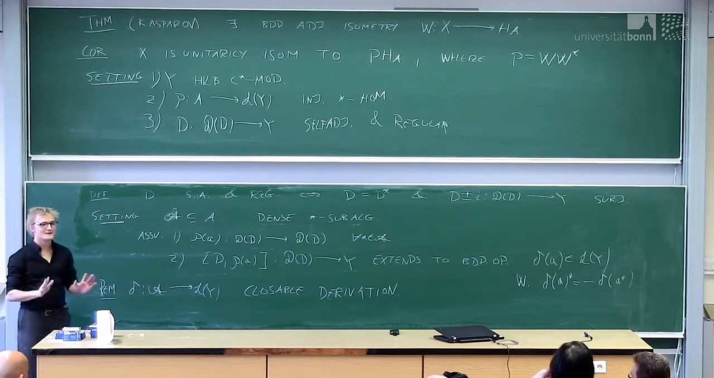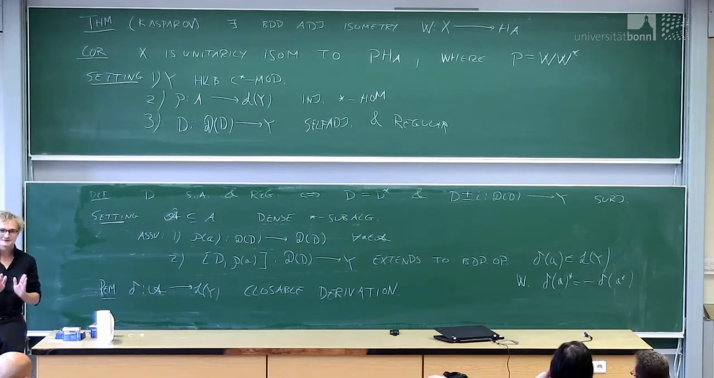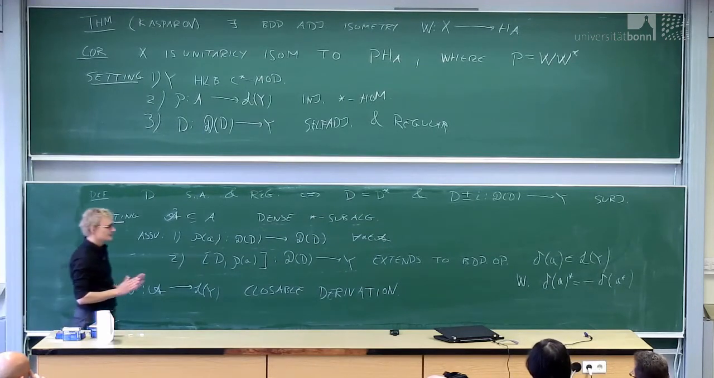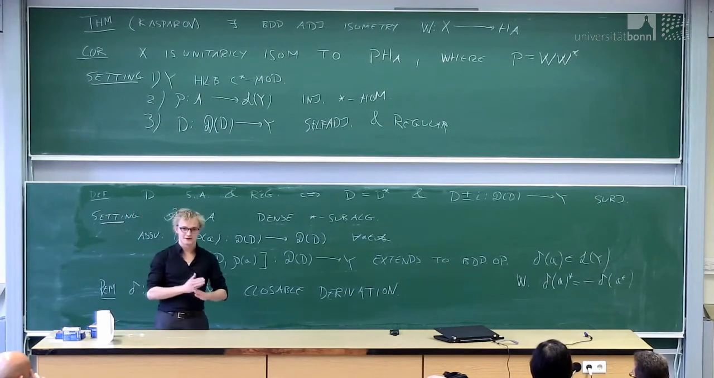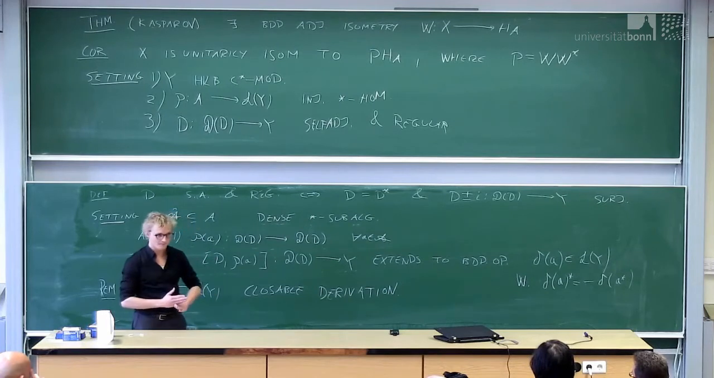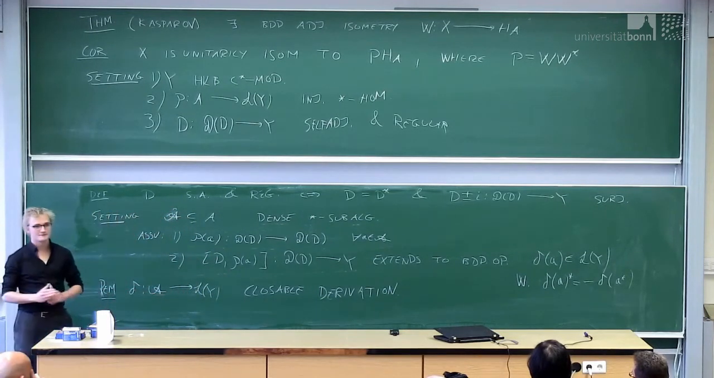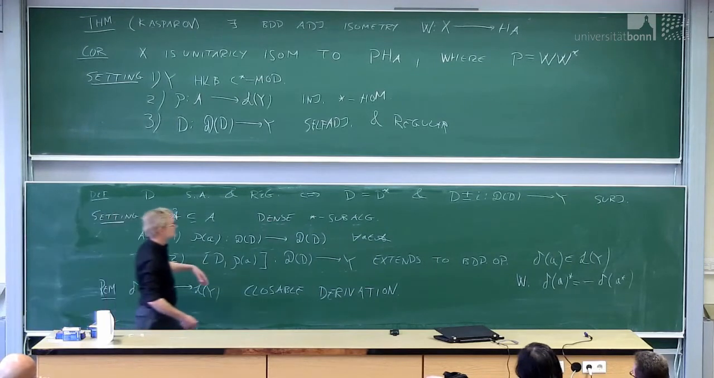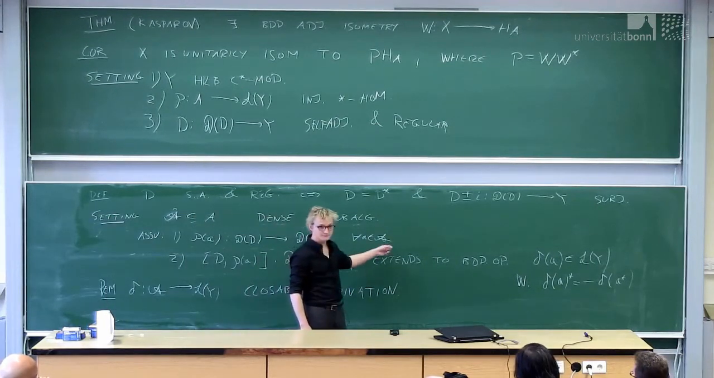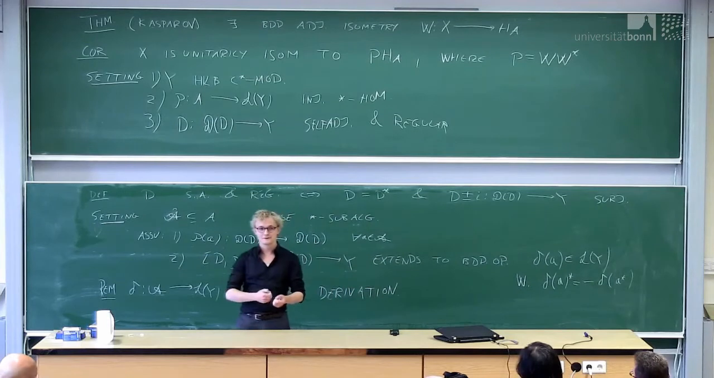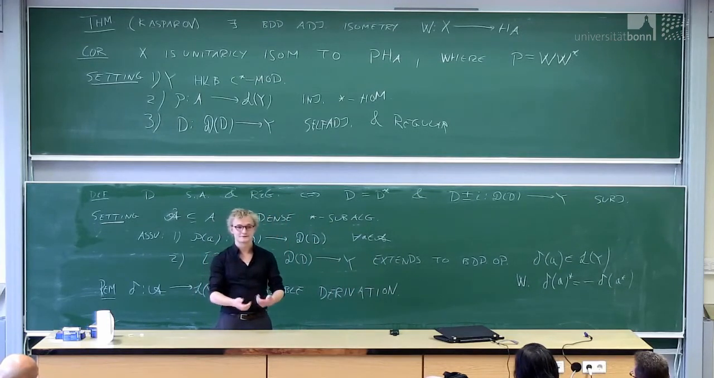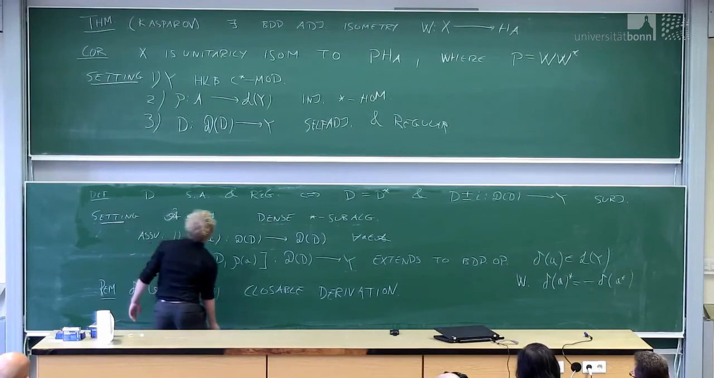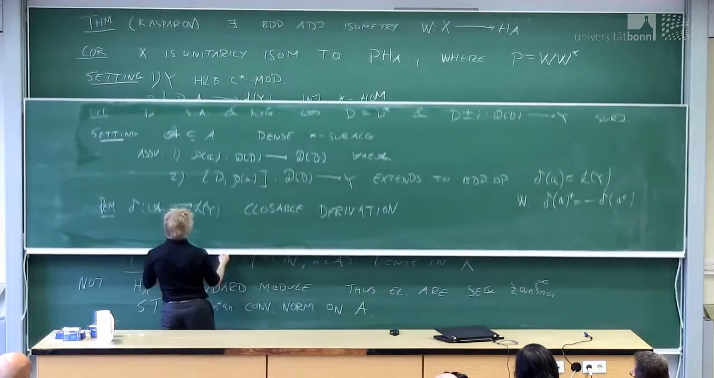So let me pause for a second here. Now we have this absorption theorem, which tells you that any Hilbert C-star module is a direct summand in the standard module. And on the other hand, I have this derivation on the dense star subalgebra script A. So I want to ask, what is the link between these two things?